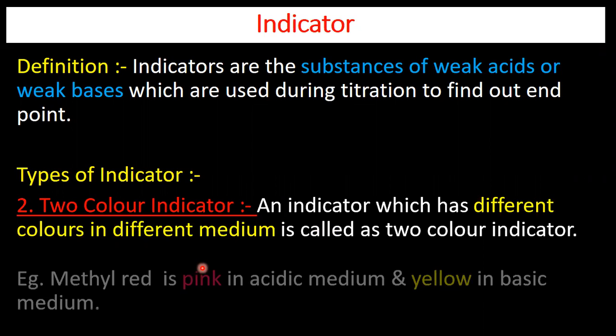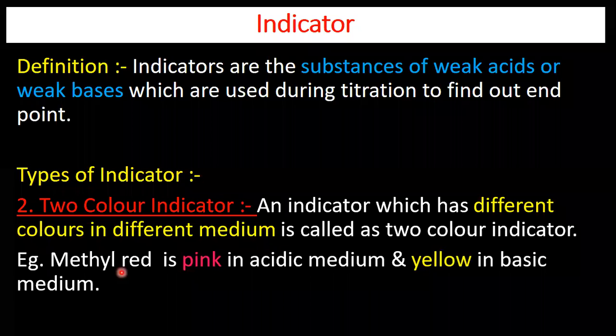For example, methyl red. This indicator you might have used in the botany labs or microbiology lab. Methyl red, methyl orange, right? This methyl red is pink color in acidic medium and yellow color in basic medium. It shows two colors, right? So when the medium changes, the color of the indicator changes. So two colors in two different media. This indicator is called a two color indicator. Definition: an indicator which has different colors in different media is called a two color indicator.